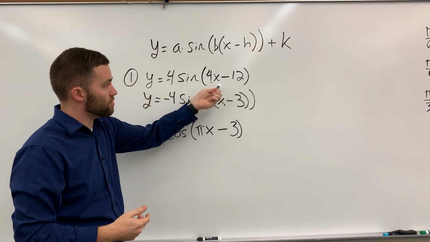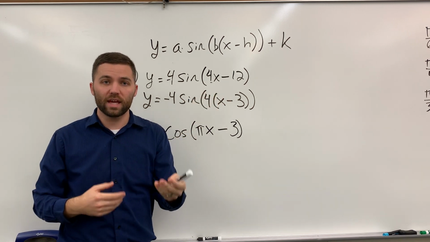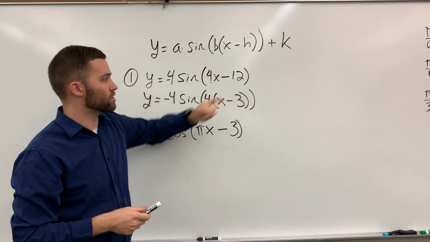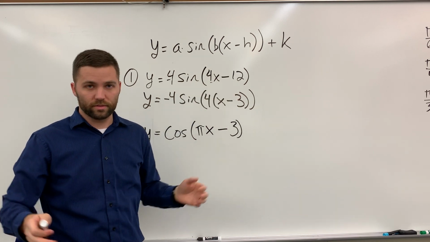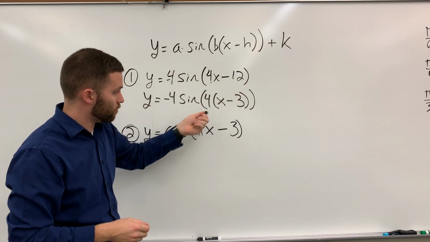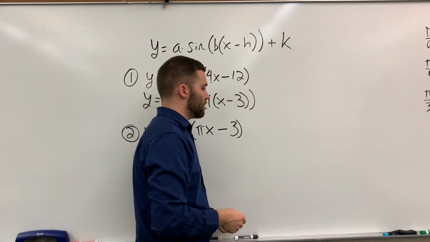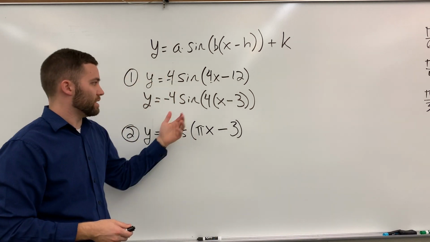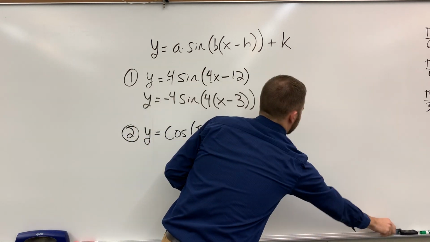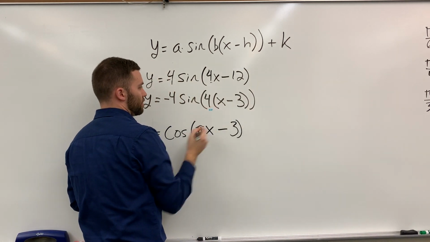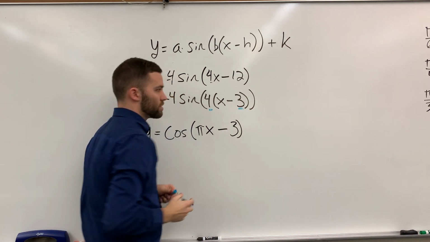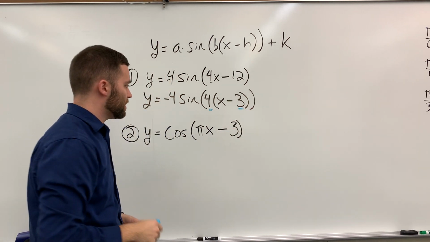If you just looked at this and you thought, what is b and what is h, you might think, oh, b is 4 and h is 12. No, it's not, right? This is in standard form. We can see that the horizontal shift is actually 3 units. Okay, so that is how you put that in standard form. Again, noticing that this is actually the b value, but this is the horizontal shift. This is 3.